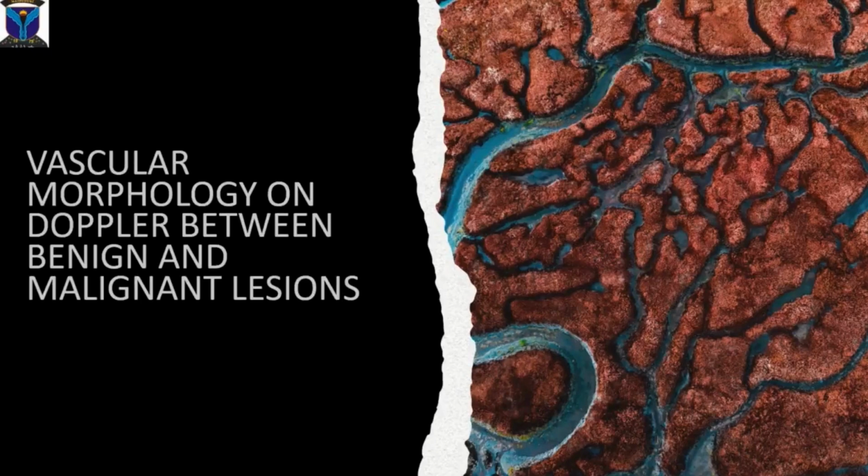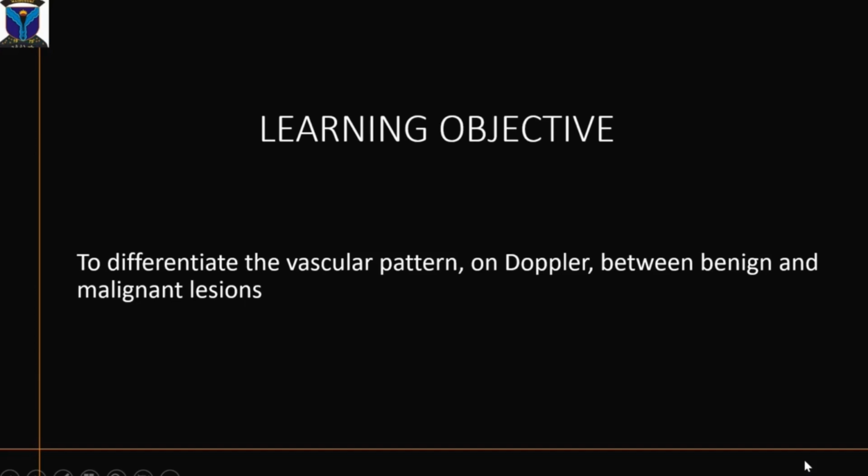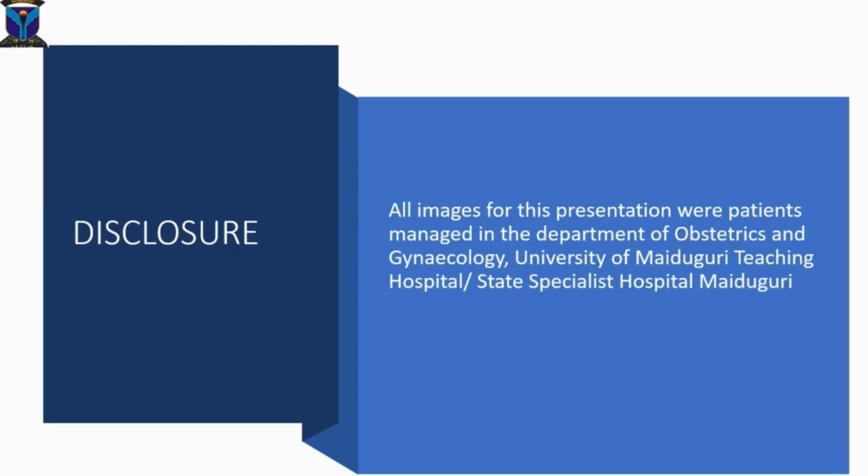I will take us through the vascular morphology on Doppler between benign and malignant lesions. The learning objective, therefore, is to differentiate the vascular pattern on Doppler between benign and malignant lesions. The cases used in this lecture were managed in 2 hospitals in Borno State.